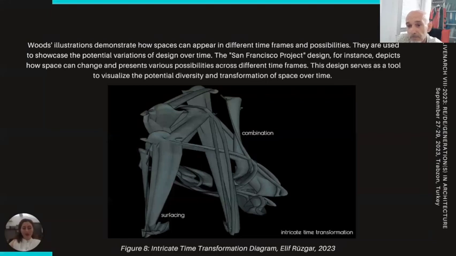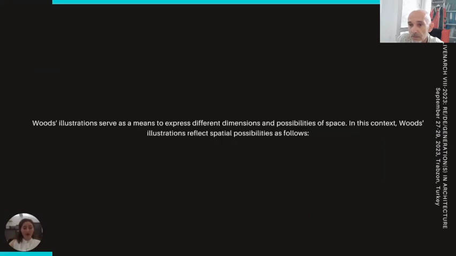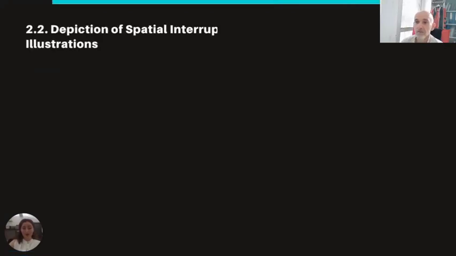This representation aims to predict how time can behave in a virtual, surreal context, allowing us to comprehend possibilities and create a form accordingly. Woods' illustration serves as a means to express different dimensions and possibilities of space. In this context, Woods' illustration reflects the spatial possibilities as follows.